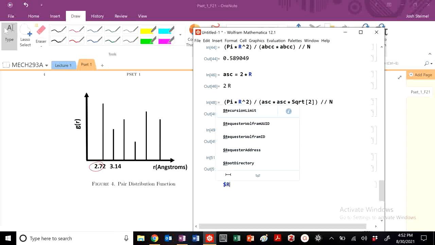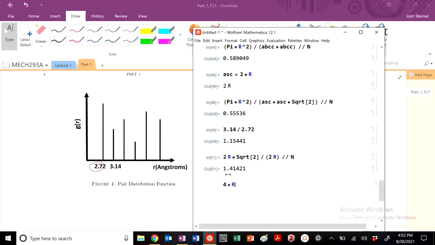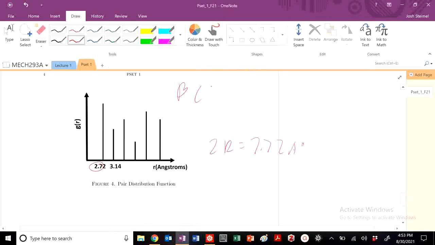But I also know that for a BCC structure, my next nearest neighbor distance is 4R divided by square root of 3, divided by 2R. Let's look at this. The ratio is pretty much identical here. So this material is BCC. So it's a BCC material.